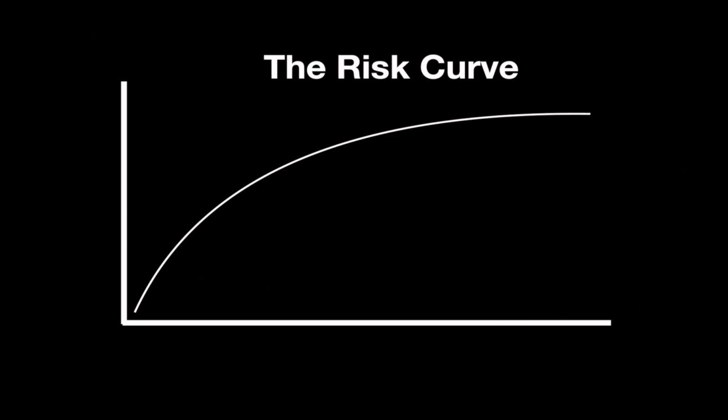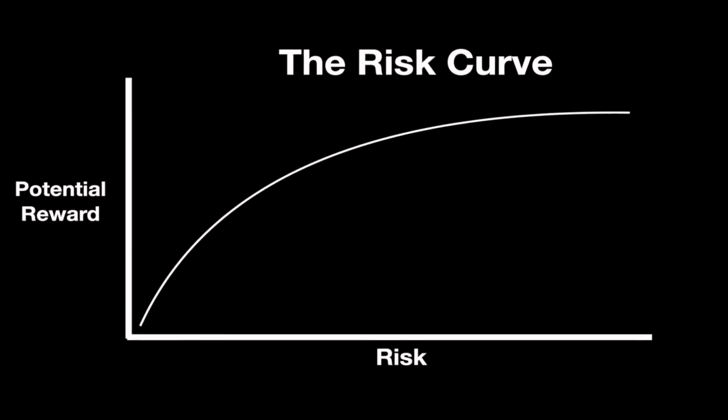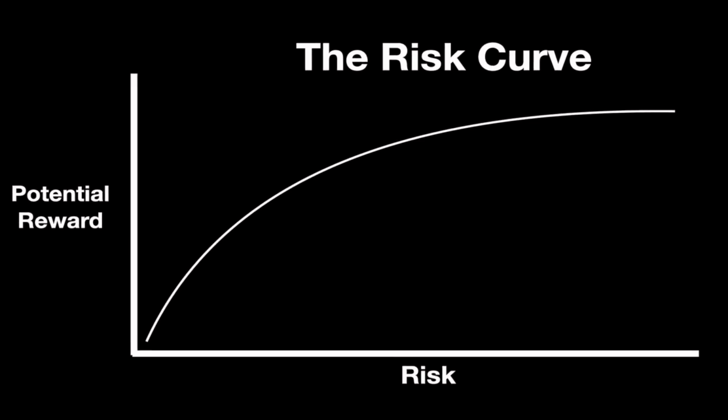So this is the risk curve, and essentially it's made up of 2 parts. You've got the potential reward, and yes, it's potential as nothing is really guaranteed, and how much risk you are willing to take. And you will need to decide as an investor where you sit on this risk curve. And the reason it's different for every single person is that we all have different situations.